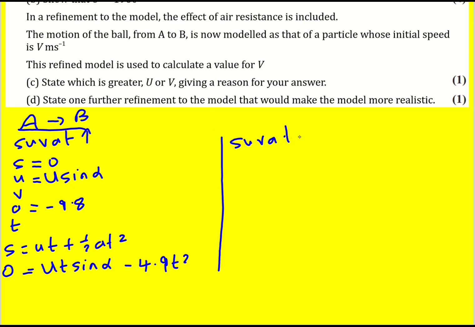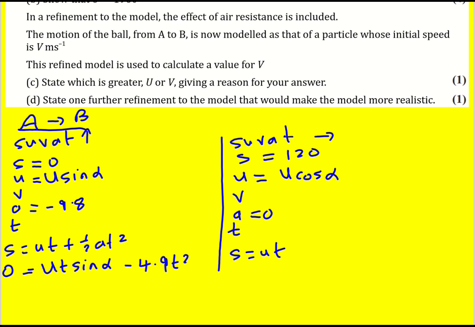Look at Suvat horizontally. So here there is no acceleration, and actually our equation just becomes s equals ut, because half at squared disappears. So then the initial velocity horizontally is u cos alpha, and remember s is 120. So I'm going to get that 120 is equal to ut cos alpha.